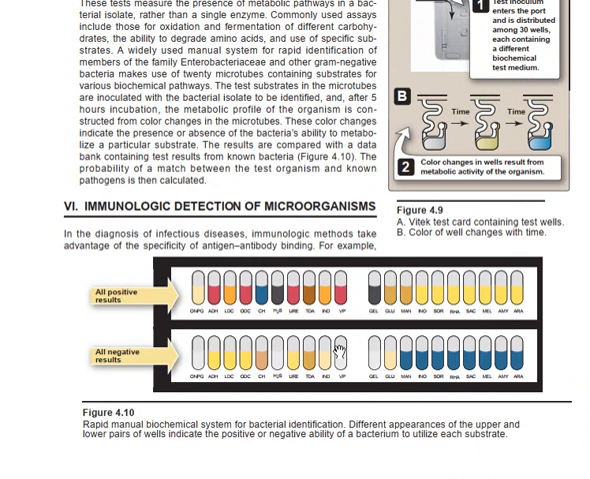Is it clear? So this is another manner to visualize the color of the wells. Different appearance of the upper and the lower part of the well indicates the positive and negative ability of the bacterium to utilize each substrate. Is it clear? So this is another test which can be used in order to identify microorganisms.